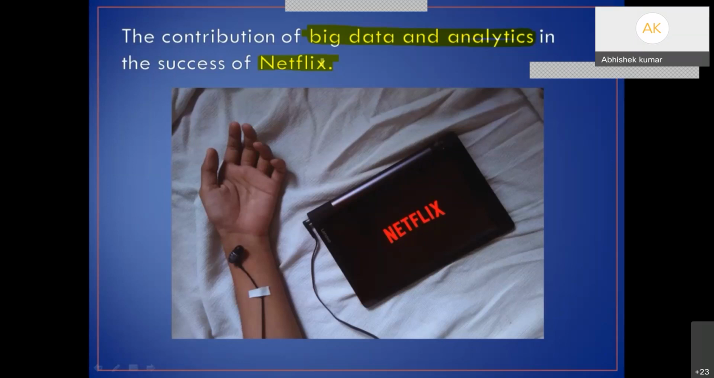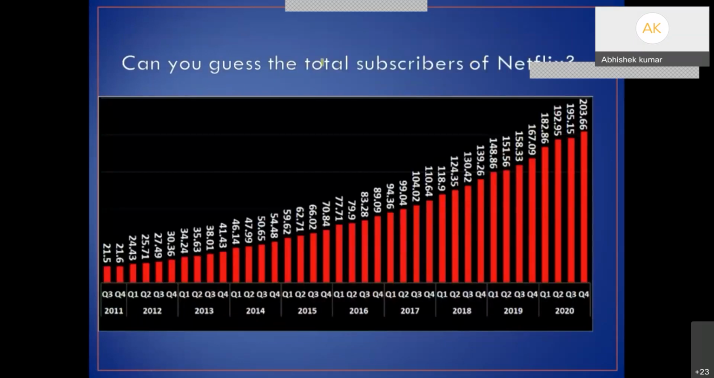Fine. So basically, let's come to the slide, what Netflix is and what it is doing. Can you guess the total subscribers of Netflix, right from 2011 to 2020? And it is totally a big data concept. This is a totally big data company. This is totally a big data revolution. This is what Netflix is showing you.